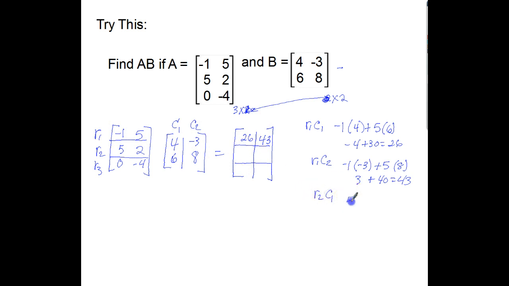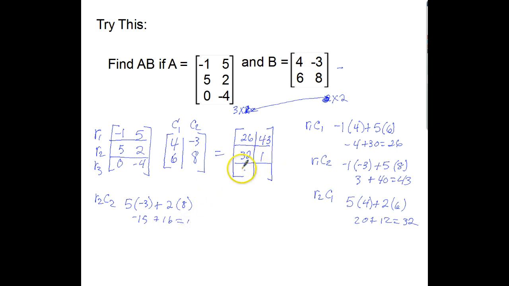First in row 2 is 5, times first in column 1 is 4, plus second in row 2 is 2, times second in column 1 is 6. We have 20 plus 12, we have 32 goes here. And let's do row 2, column 2 here. So row 2 times column 2. First in the row, 5, times first in the column, -3, plus second in the row, 2, times second in the column, 8. We have -15 plus 16, we have 1.